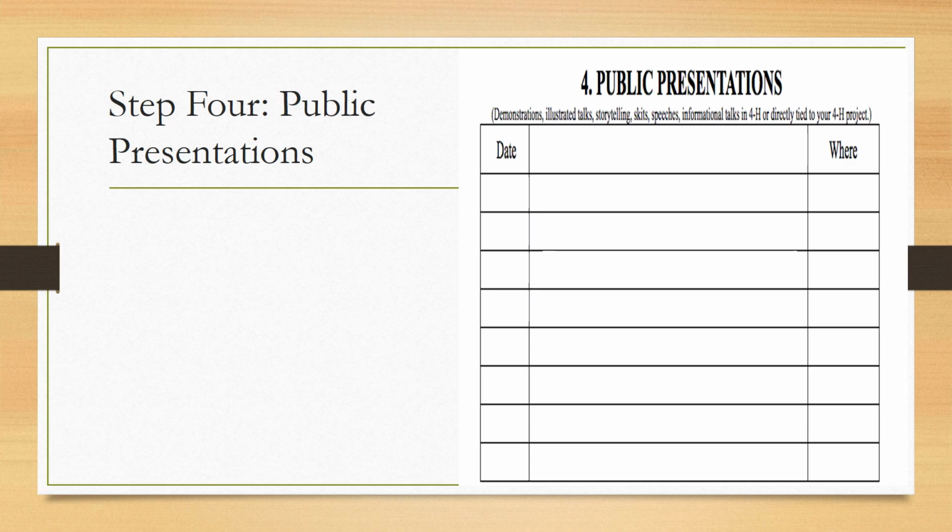Step 4. Public presentations. In this section of the form, you'll be listing out the different demonstrations, illustrated talks, storytelling, skits, speeches, informative talks, and different types of presentations that you've given over this past year. How you can list these is very similar to the 4-H activities. You list the date, list what you did, and then just where you did it.